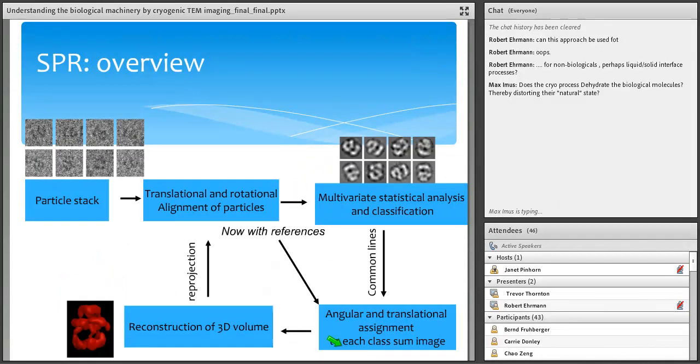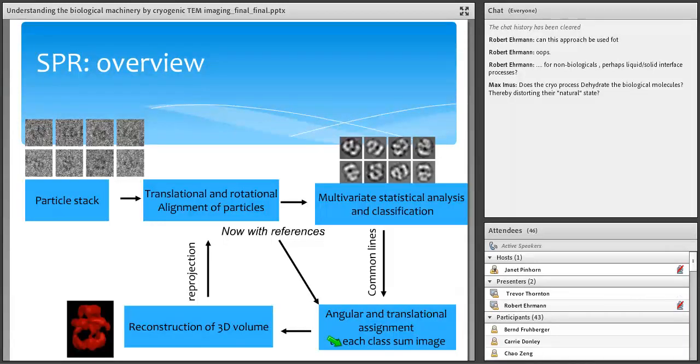So here's single particle reconstruction overview. We take all our images and we window them out of the larger image so that we have basically a bunch of individual particle images that are all presumably in different orientations. You can see they have low contrast. And then we're going to align them translationally in X and Y and rotationally and hopefully get all the different views matched up and then sum those images together and get higher signal to noise.